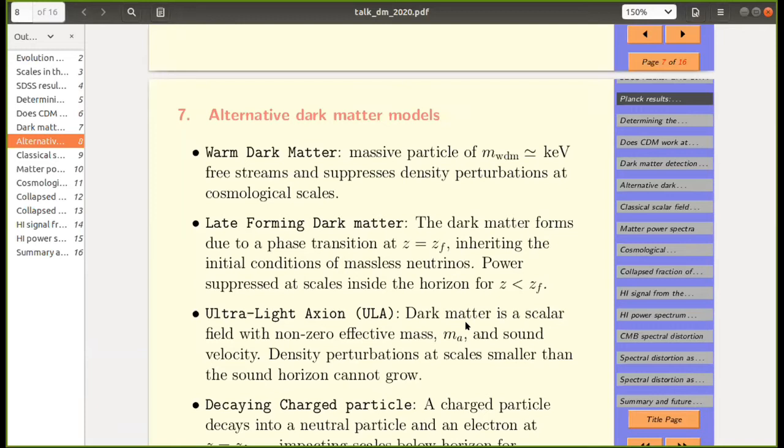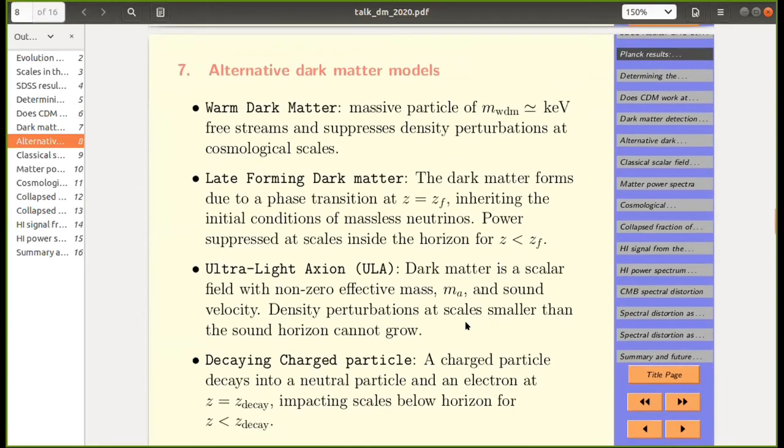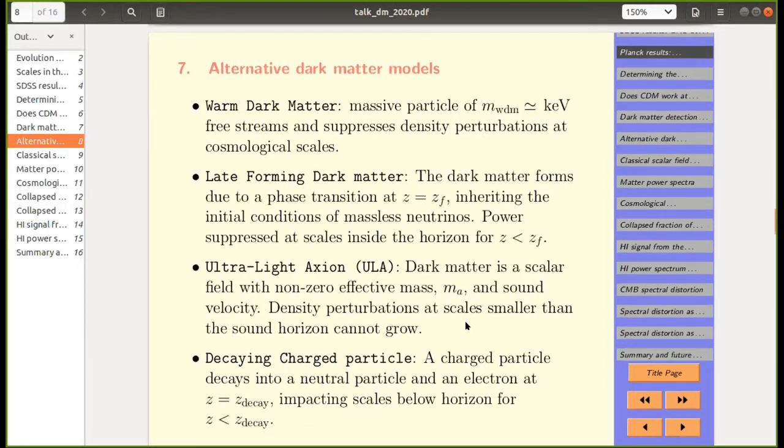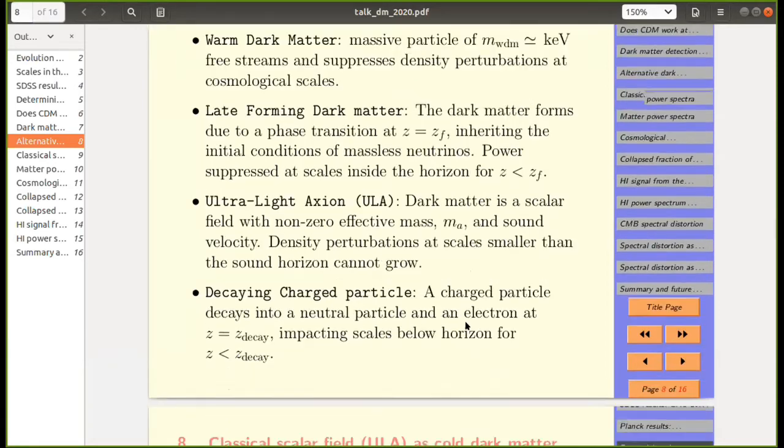So warm dark matter, of course, would say, okay, it's not really cold at small scales, so it can actually deplete power at small scales. Late forming dark matter: the dark matter may not even be there and it formed at a late stage, and this will also cut power. And I'll discuss mostly ultralight axions, which is another class of dark matter, which in fact is just a scalar field, and it can act like a dark matter, and it can also diminish density perturbations at small scales. Then you can have a decaying dark matter particle. The list goes on, and I'll just focus on ultralight axions.